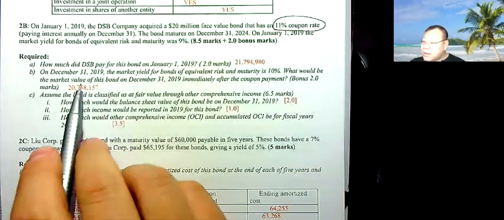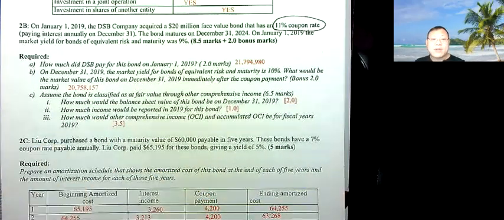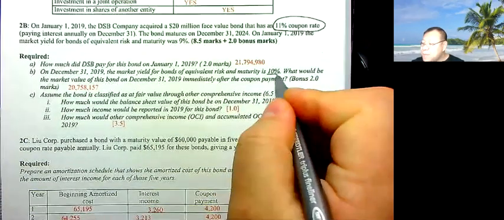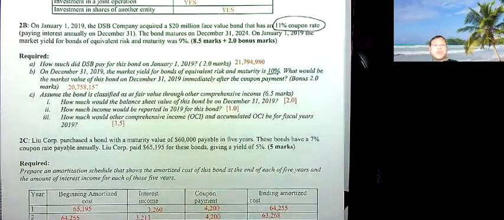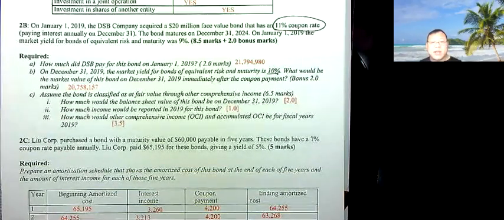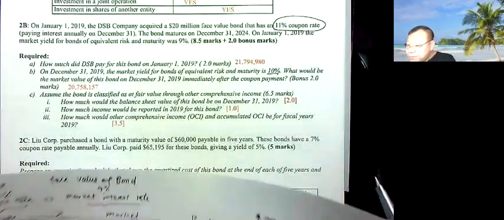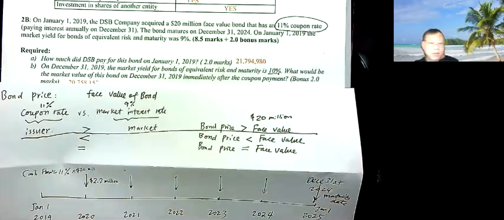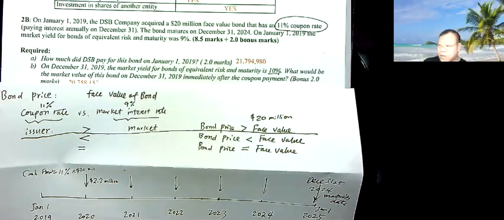Now for B, on December 31st, the market yield has changed. The market interest rate has changed from 9 to 10%. What should the market value of this bond be on December 31st, 2019, immediately after the coupon payment? I'm going to use the same picture, in a different color here. We're talking about 2019, right?